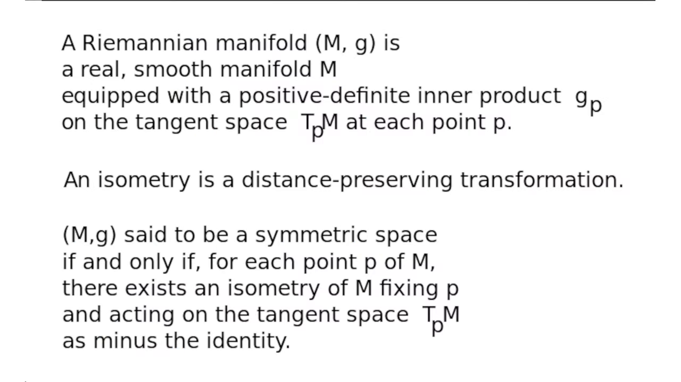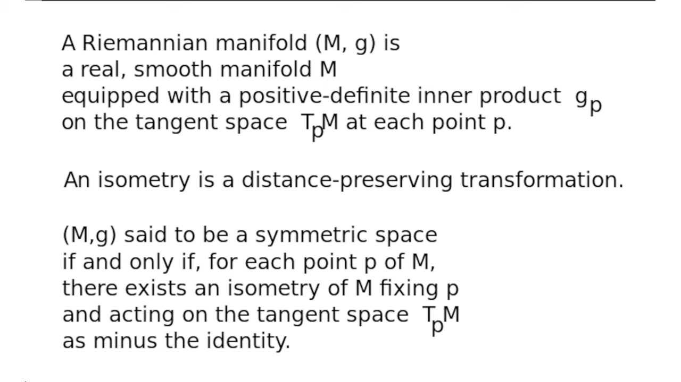I'm going to jump right in and explain what I figured out afterwards. In defining a symmetric space, there are two things going on. One is that we're looking at an isometry at the point P. And so there needs to exist an isometry such that on the tangent space, it will act as minus the identity. So those two things are coming together. That's what I was missing.